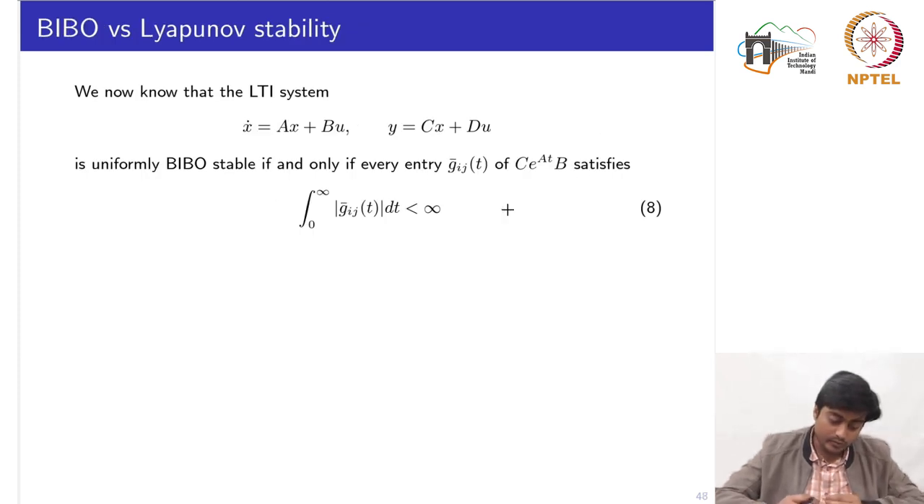So now there is some relationship between BIBO stability and Lyapunov stability. Let's explore this for the LTI system. We know that the LTI system given by these two sets of equations is uniformly BIBO stable if and only if every entry G bar ij satisfies this condition, meaning to say that it is absolutely integrable.